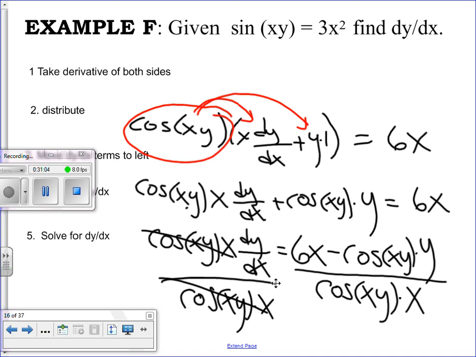Really? Ashley Hawkins loves implicit differentiation. Okay.